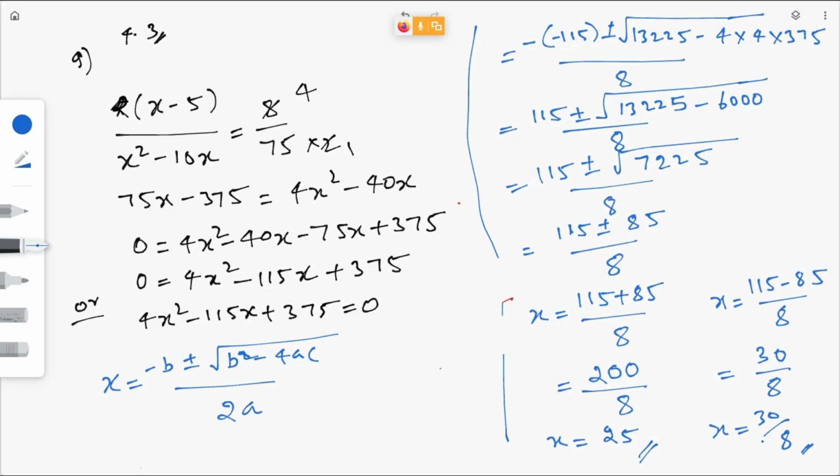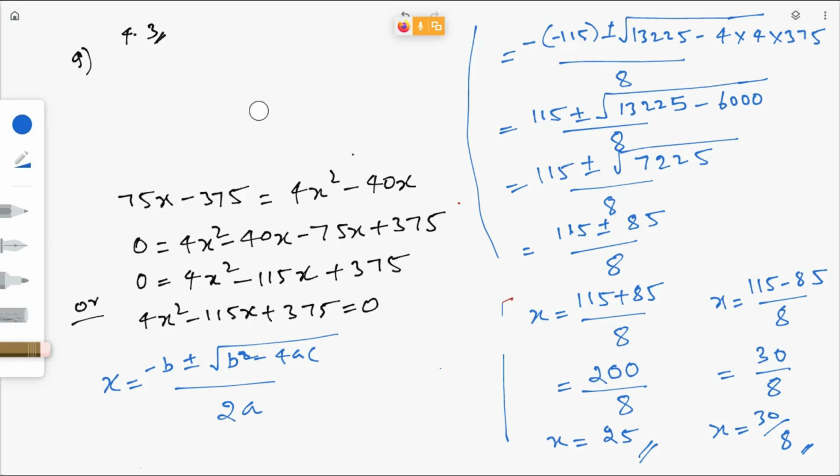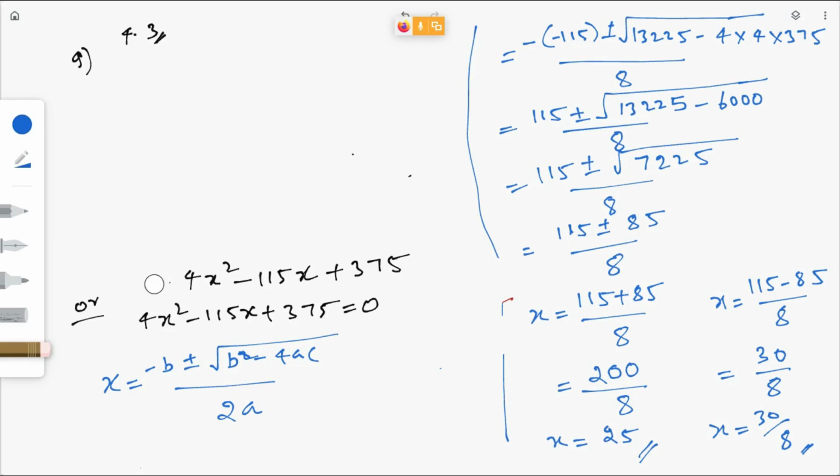What was the question? Back to the question. What did we need to find? We need to find the time taken by each tap to fill the tank separately, right? So here we got two solutions.